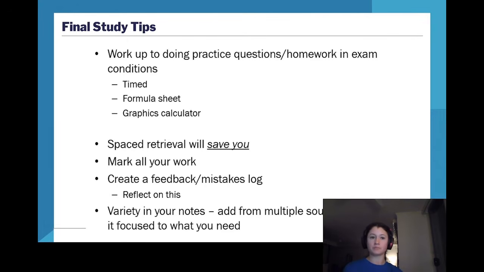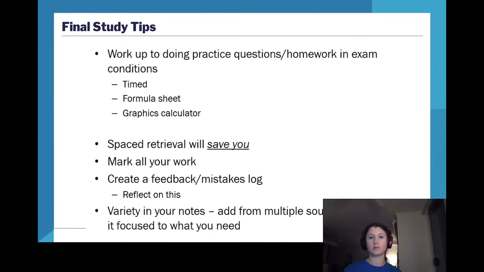And really do make sure that you are doing practice questions for all of the topics, right? The best way to learn the content is to practice it, right?